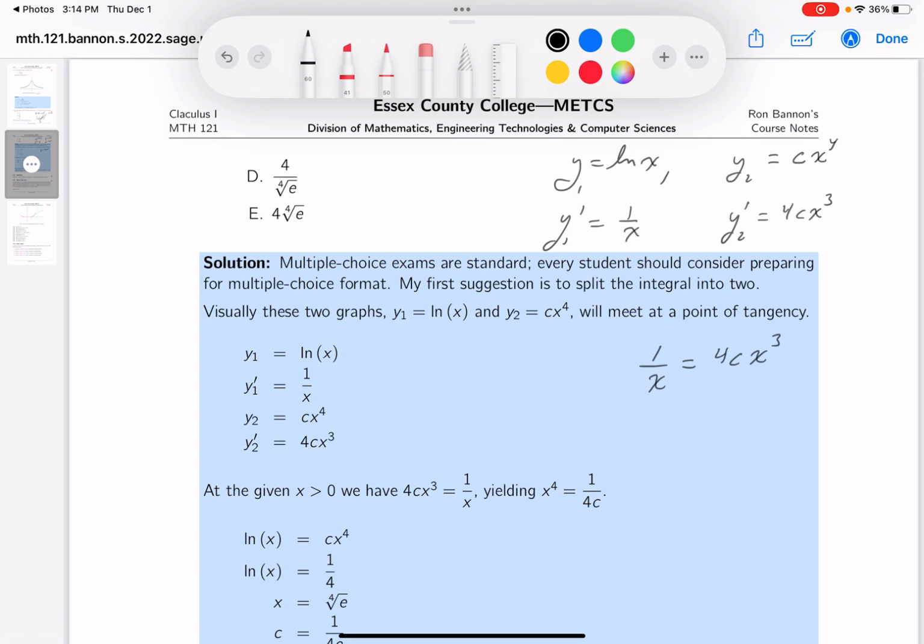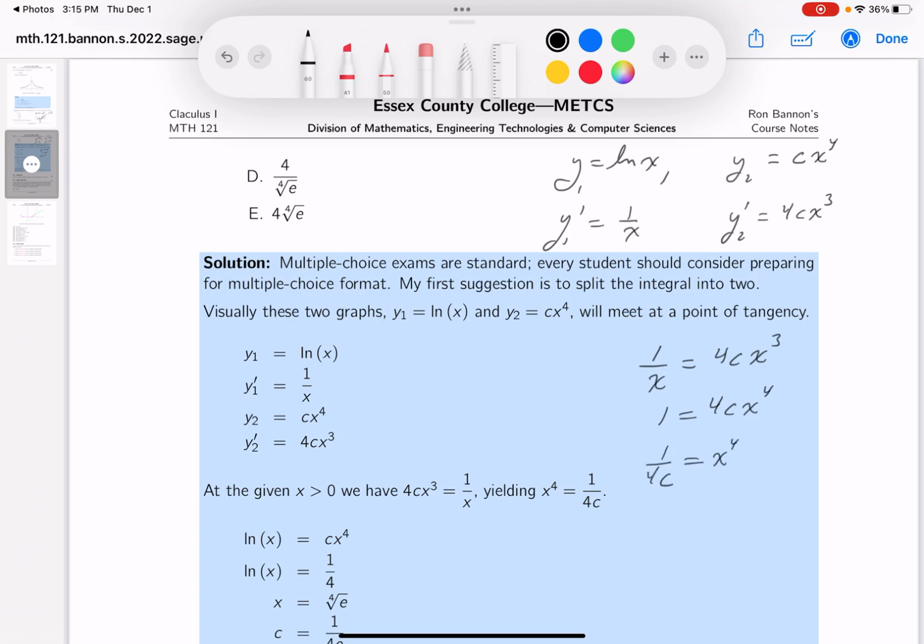Now, certainly someone can say, I have two unknowns. I don't know what to do with that. Now, we got to do something. We got to find the point of intersection, certainly. So what I'm going to do is solve for x to the fourth. And the way to do that, multiply both sides by x. You get this. And then x to the fourth would be 1 over 4c.